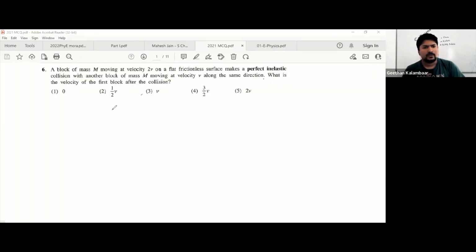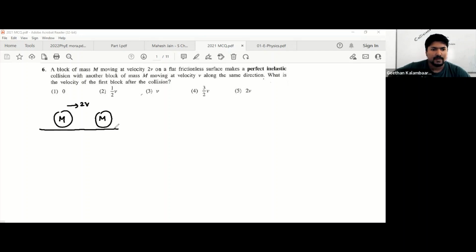Right, when you read this question, it says a block of mass capital M moving at a velocity 2v on a flat frictionless surface makes a perfectly inelastic collision with another block of the same mass. So we have another block of the same mass at rest, and they collide perfectly inelastically, right?